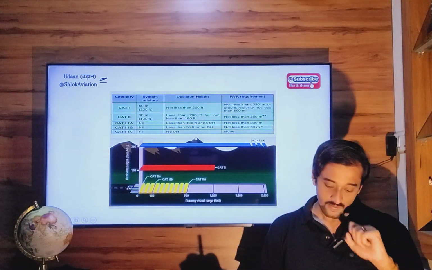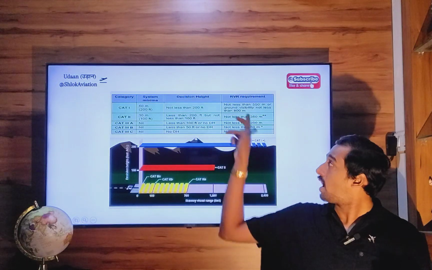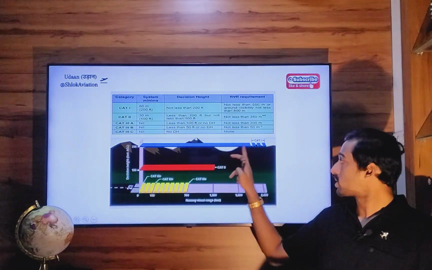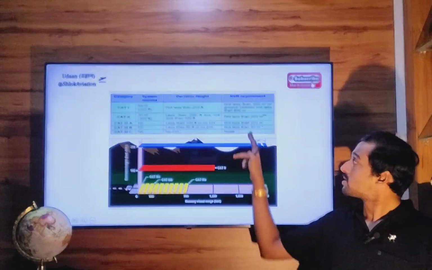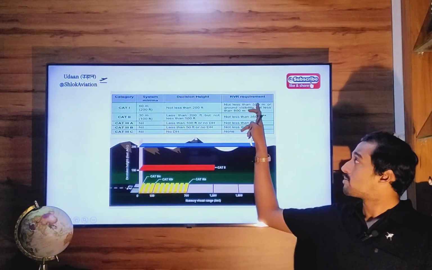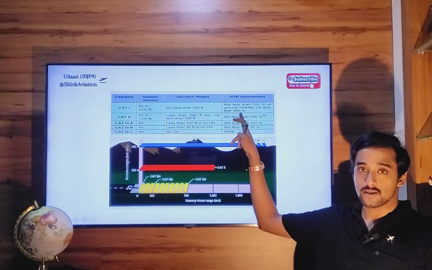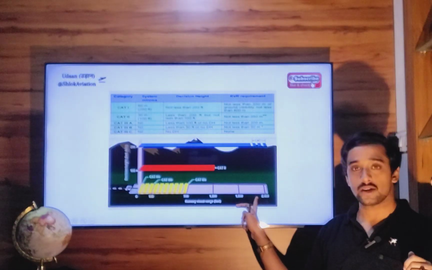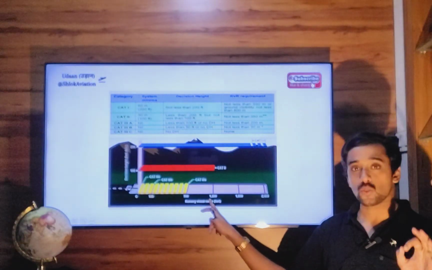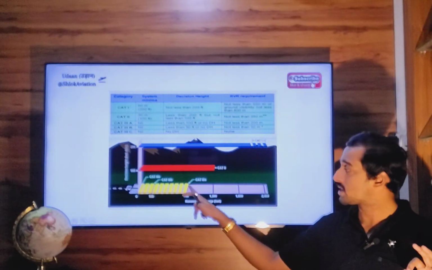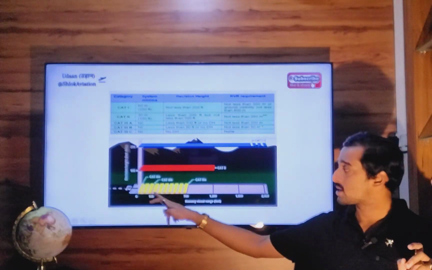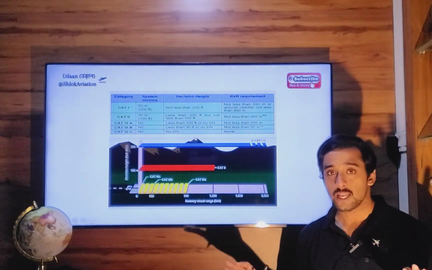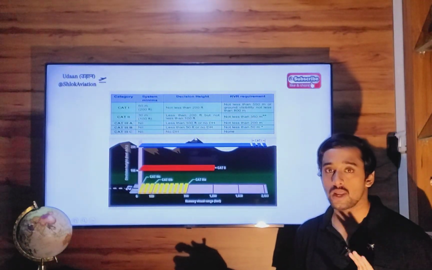Next, RVR. You have to remember, for Cat 1, the RVR requirement is 2400 feet. That is between 550 meters and 800 meters. When you convert those meters into feet, it is 2400 feet. For Cat 2, the RVR requirement is 1200 feet. For Cat 3A, it is 700 feet. For Cat 3B, it is 150 feet. And for Cat 3C operations, there is no minimum RVR requirement. It can be zero visibility as well.